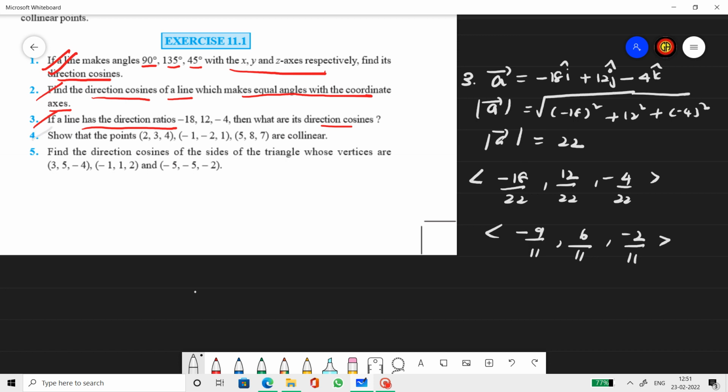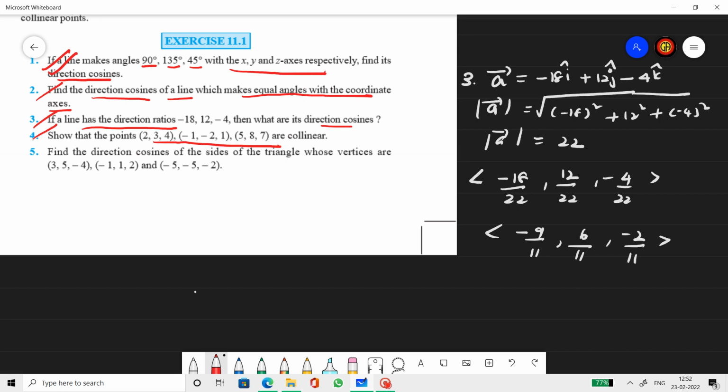Now, fourth question. We need to show that the following points are collinear. Collinear means all points lie in a straight line, right? So collinear means two vectors are said to be collinear irrespective of their direction and magnitude.